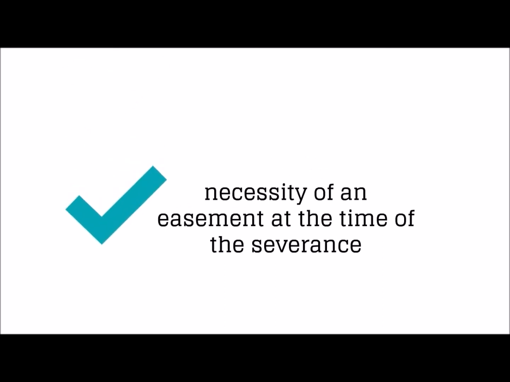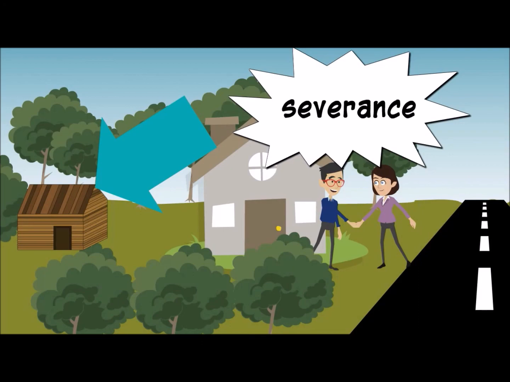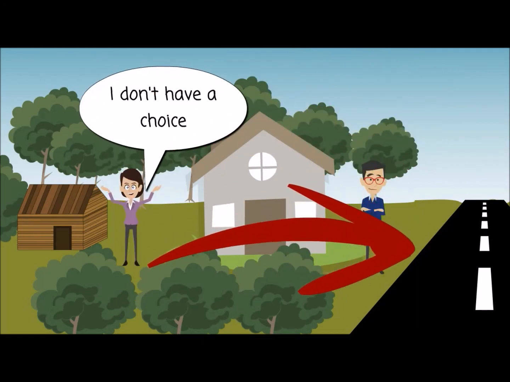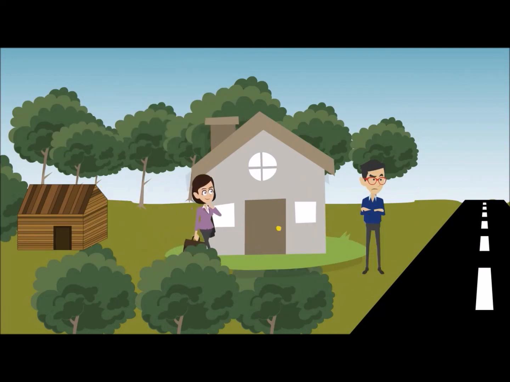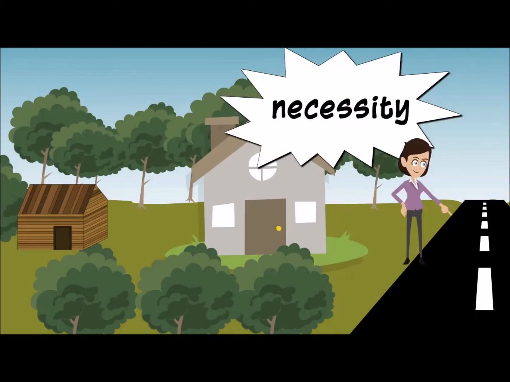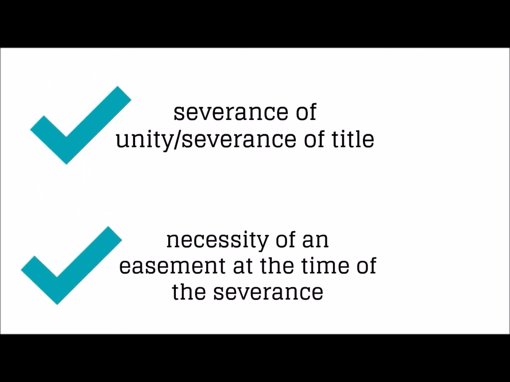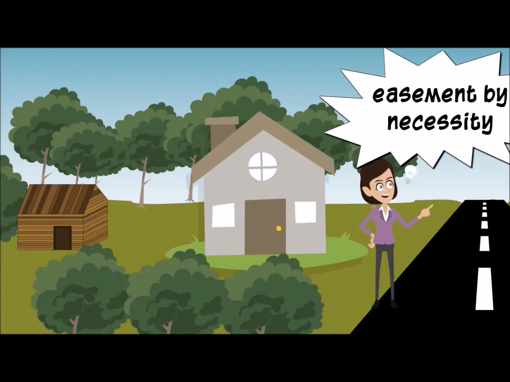Our second requirement is a necessity for the easement. So let's look at the time of the sale when Ellie acquired the western portion of this property. At that point, it was absolutely necessary for Ellie to pass through Ollie's property if she wanted to reach the road. When Ellie walks through Ollie's property, she's doing it because she has to. Crossing the property was absolutely necessary if she was going to reach a public road. So now we have severance of title, and the easement was necessary at the time of the severance. Ellie should have an easement by necessity to cross through Ollie's property.